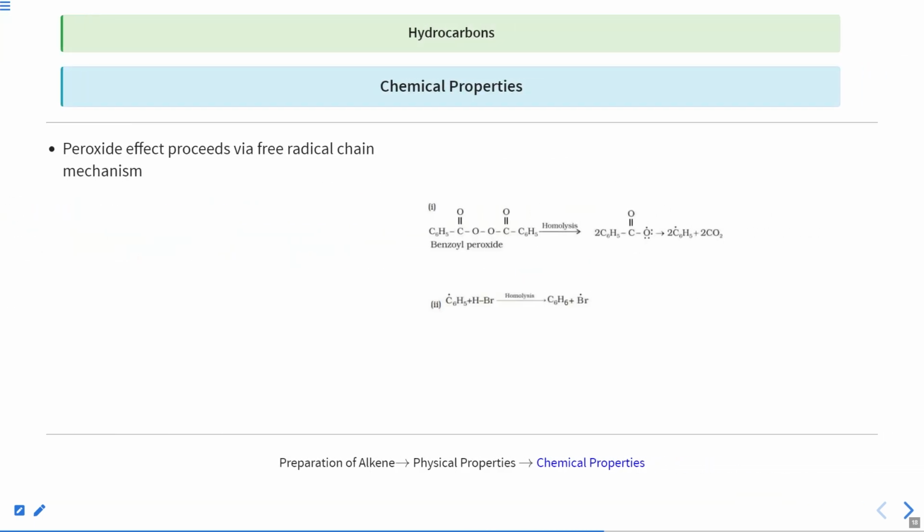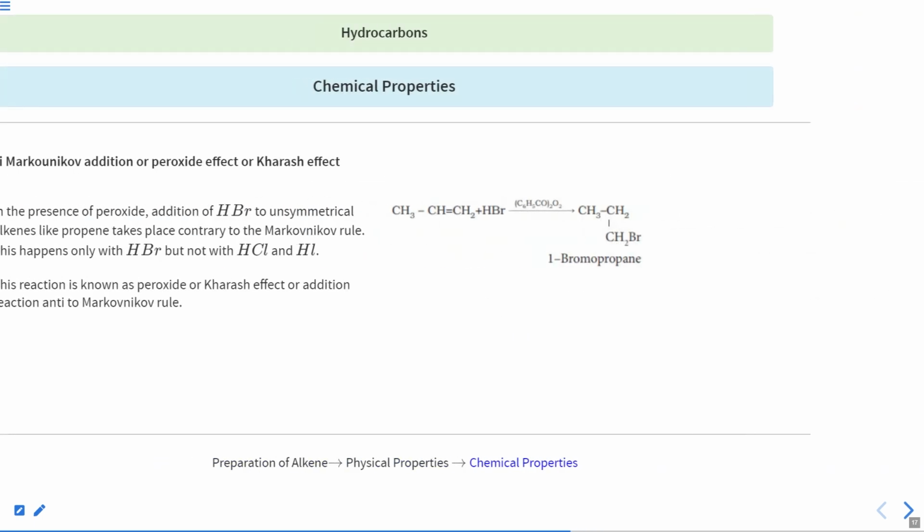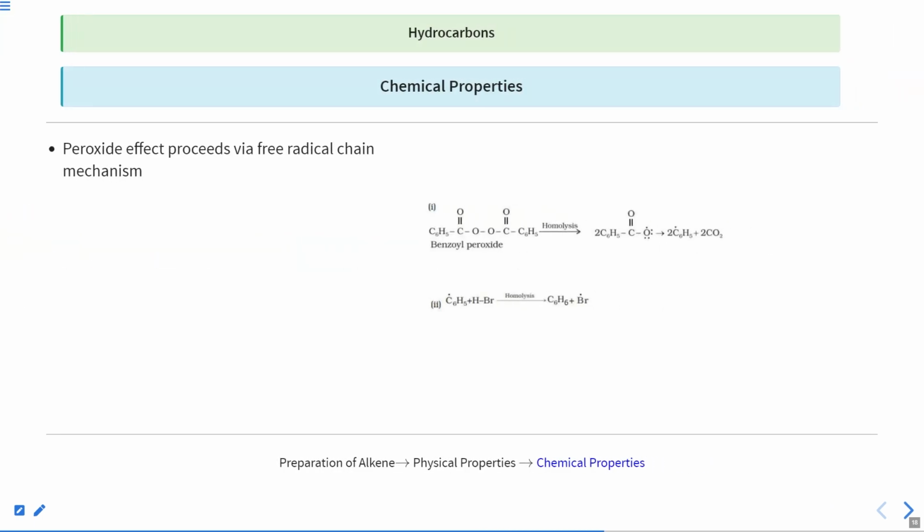Now why can HBr do so? Why can't chlorine or iodine? For that, you have to look at the mechanism. So here is a mechanism for you. This goes through a free radical mechanism. So first we have the benzoyl peroxide. Okay, we know that this is the benzoyl peroxide.